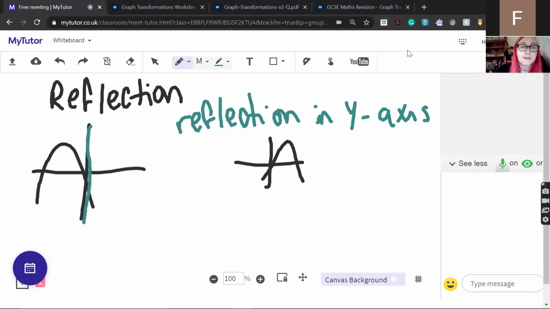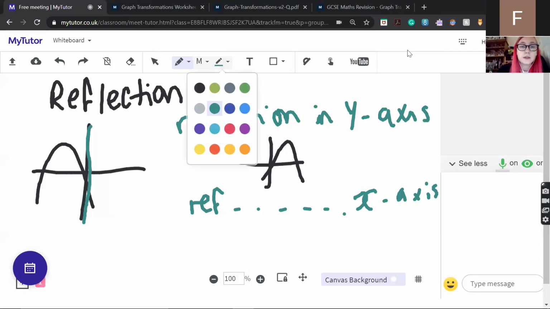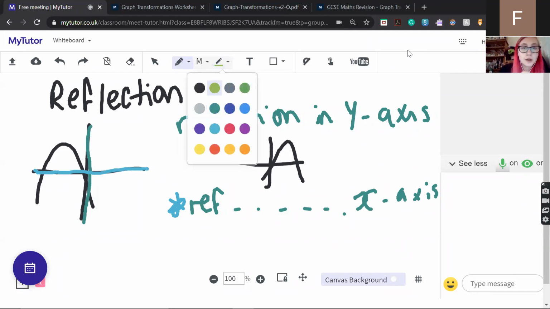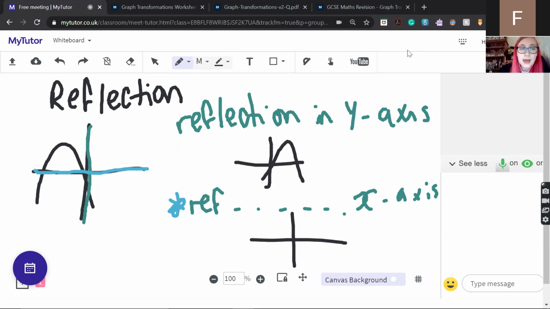We could also have a reflection in the x-axis. So again, that just means where are we putting our mirror? So let me just do this one in blue. That means we're putting our mirror here. So it means, what would it look like if we popped it there? And it would look like this. So hopefully that makes some sense?